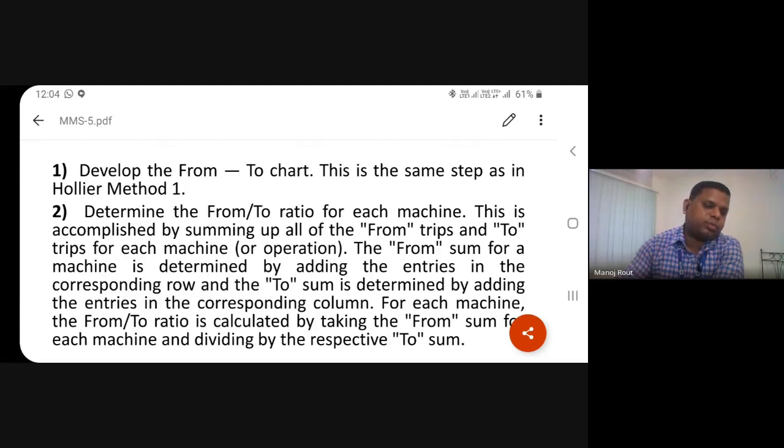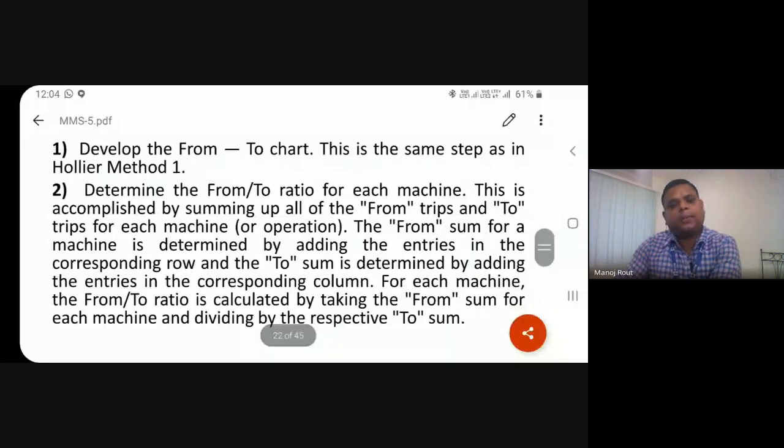So the from sum for a machine is determined by adding the entries in the corresponding row, and in case of the to sum, it is determined by adding the entries in the corresponding column. For each machine, the from to ratio is calculated by taking the from sum for each machine and dividing it by the respective to sum. Clear? The next part is moving to the next part.